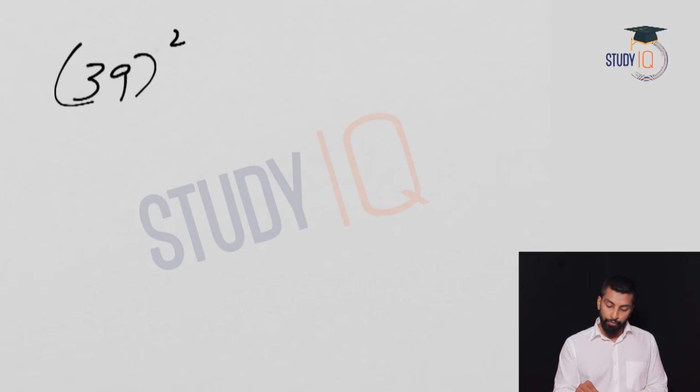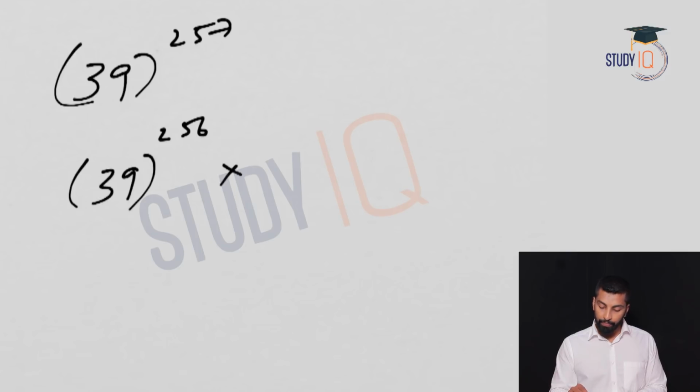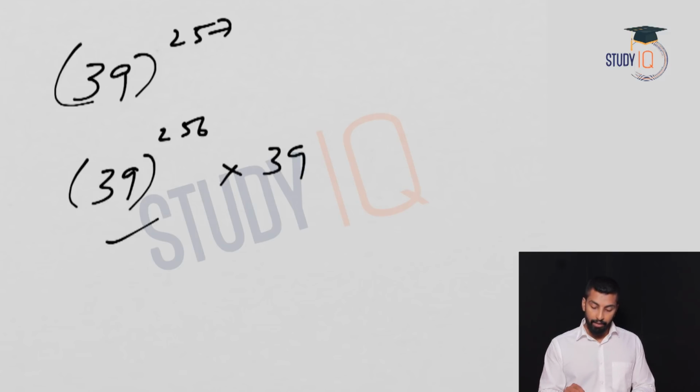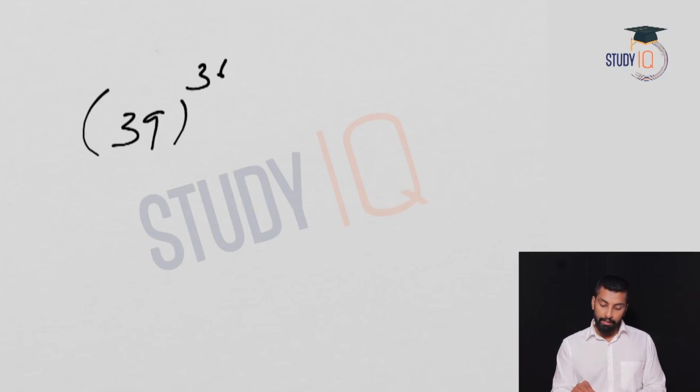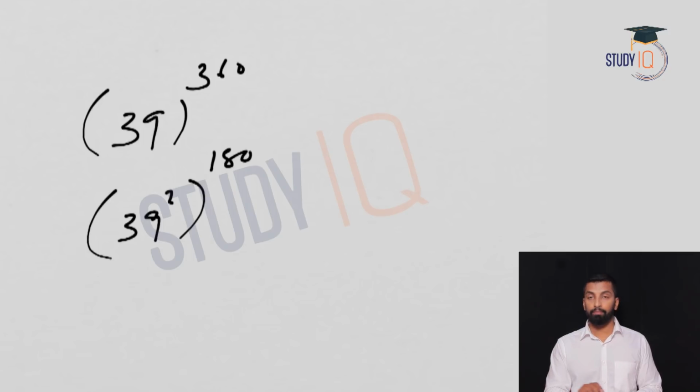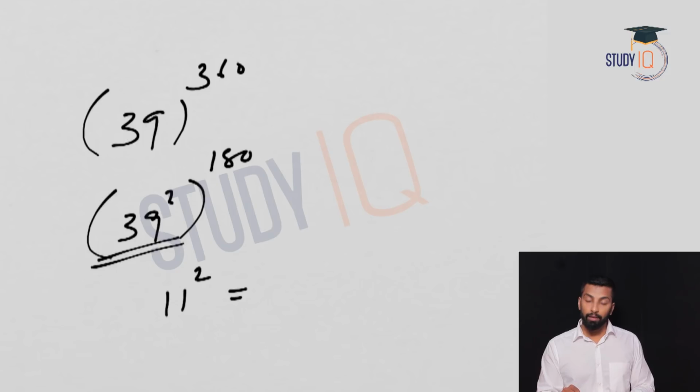39 raised to 257. Then you'll write it as 39 raised to 256 into 39. So you got the answer here. Multiply with 39. What if 39 raised to 360? You will write it as 39 square raised to 180. Okay, and 39 square, you know it is 11 square. That means 21. So 21 raised to 180 means 1.